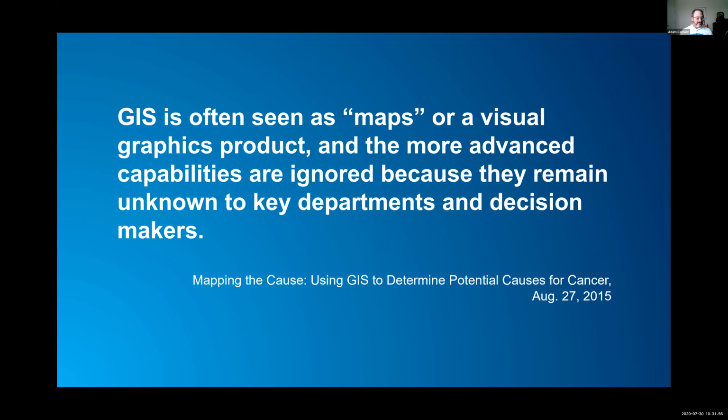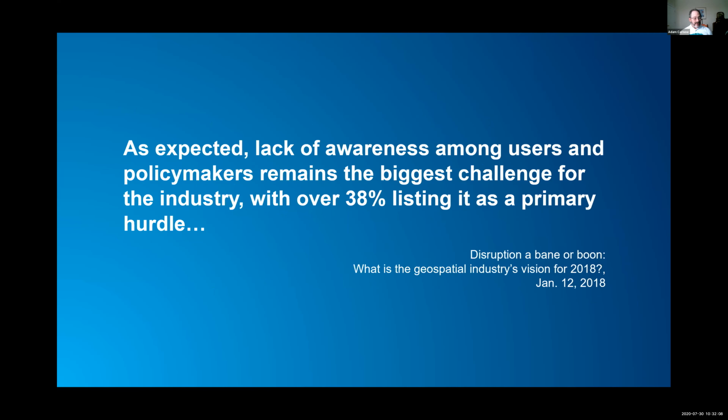Here's another article from 5 years ago: GIS is often seen as maps or visual graphics product, and the more advanced capabilities are ignored because they remain unknown to key departments and decision makers. And here's one from 2 years ago: as expected, lack of awareness among users and policymakers remains the biggest challenge for the industry, with over 38% of the CIOs surveyed listing it as the primary hurdle to getting the most out of their GIS investment. So we have an image problem and we need to change that.